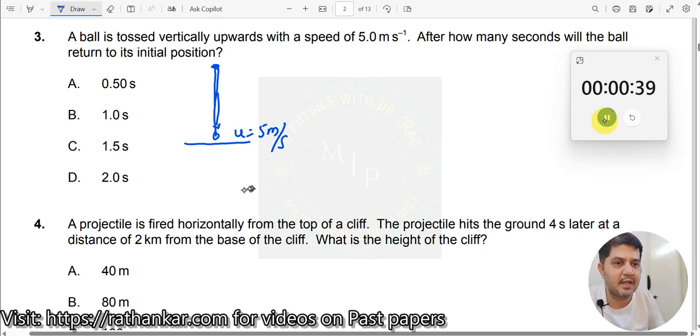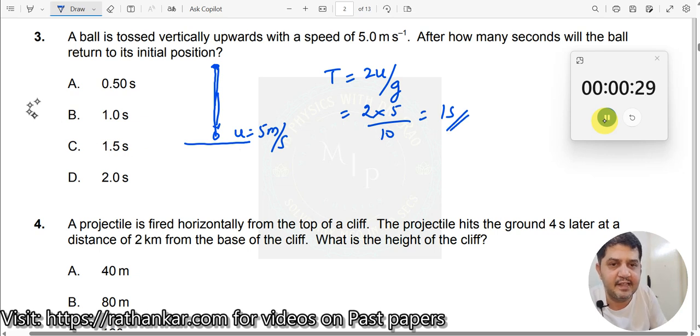So what is the formula here? The formula here is nothing but 2 times u divided by g. You can just substitute the values: 2 times 5 divided by 10, which is equal to 1 second. The answer is 1 second.